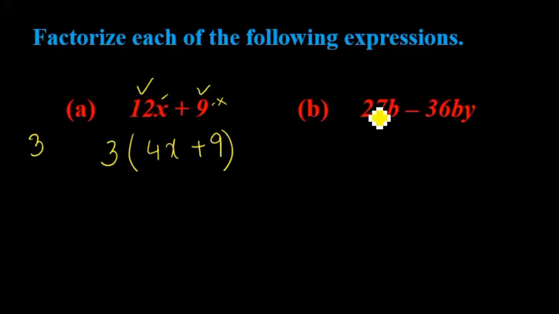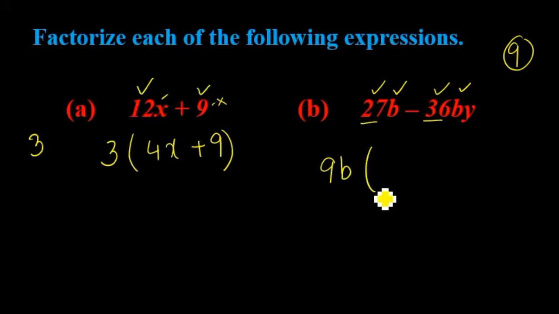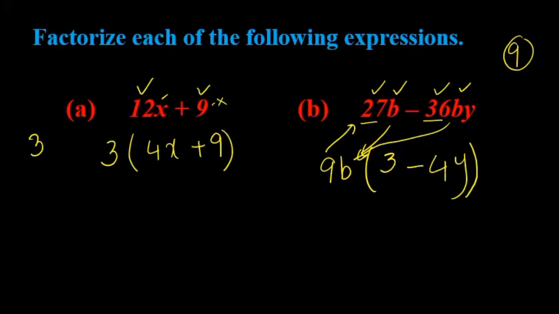So here we have 27 and 36. What is the highest common factor of 27 and 36? The highest common factor is 9. And is there any variable common? Yes, the variable b is common there. So it means 9b is your HCF. How many 9s make 27? 9 3s are 27, and b is taken out as a common. Minus again the b is taken out as a common. So 9 4s are 36. 3 minus 4y is your answer.